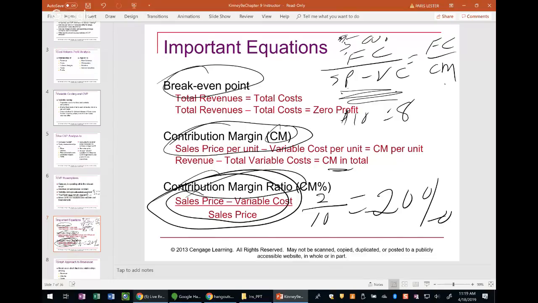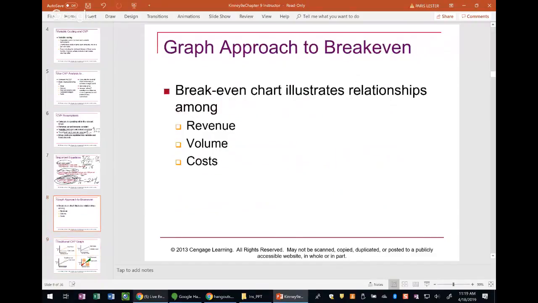And this chapter wants you to calculate all 3 of these. Now, I do not want you to do the graphic approach. Even if you have problems on break even, you do not have to do the graphic approach.